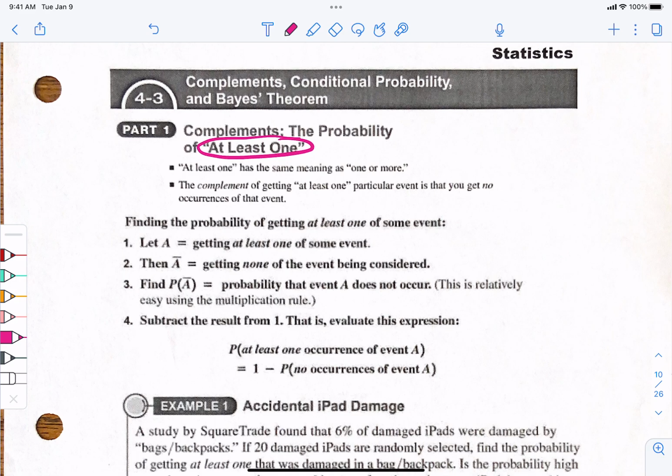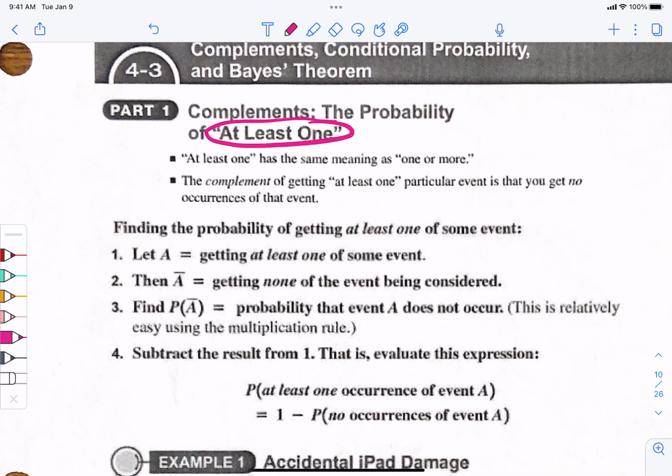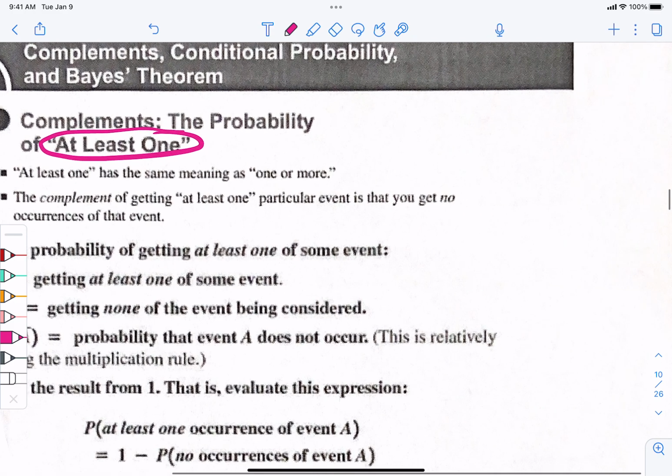Anytime on a homework assignment they say, find the probability of at least one, you're going to groan, because it's awful, okay? But I'm going to show you how to cheat and make it easier. So you ready for this? All right. Cheating is not good. At least one. At least one.